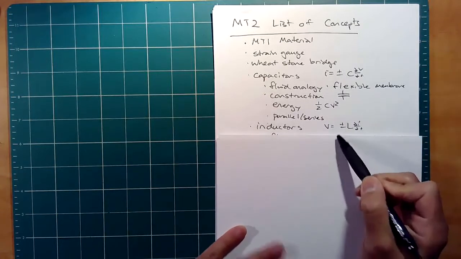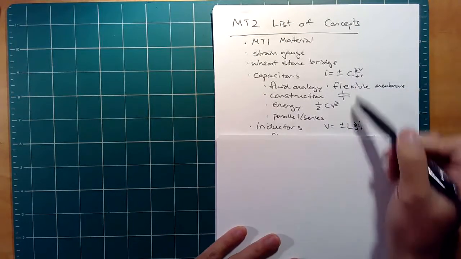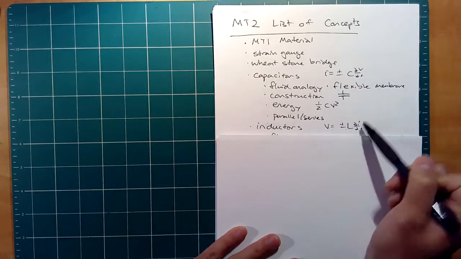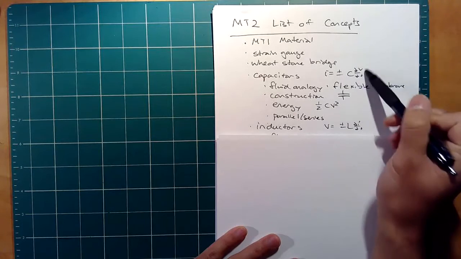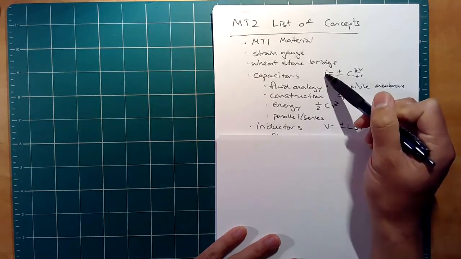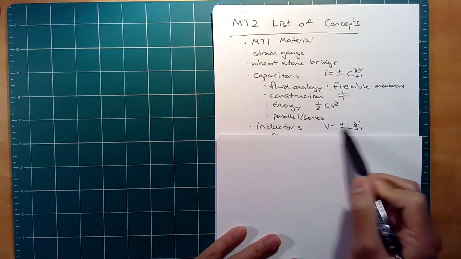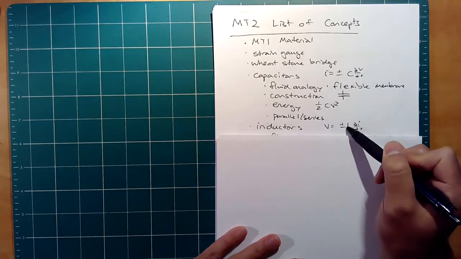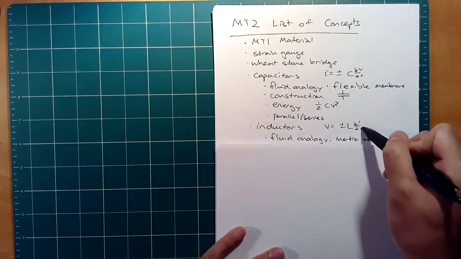Okay, inductors have nearly the same equation. Of course, you got to change the C for an L, but it's V equals plus or minus L di/dt, right? Notice the duality here. Here's V, here's I for the derivative, here's the non-derivative I and V. So V equals plus or minus L di/dt. Notice the plus or minus, again, passive sign convention. We see that a lot, okay?